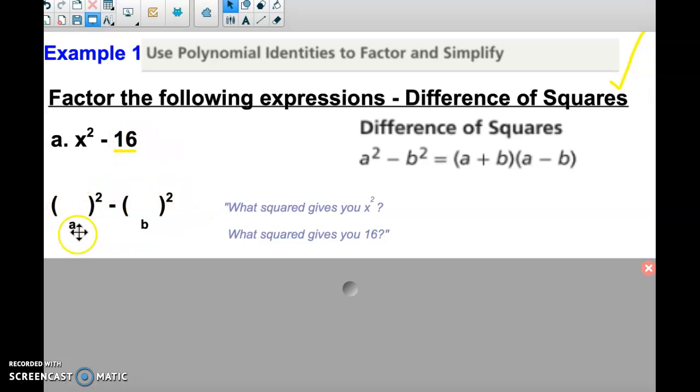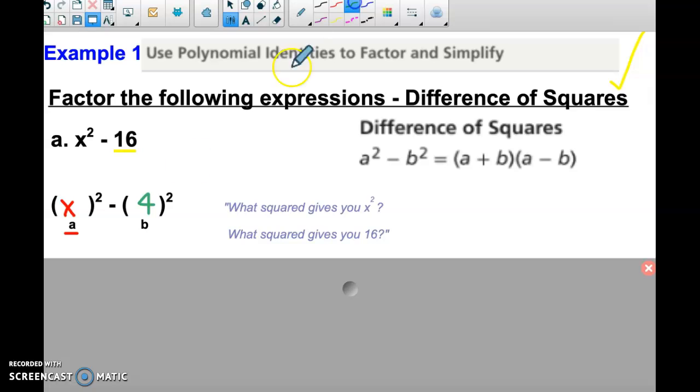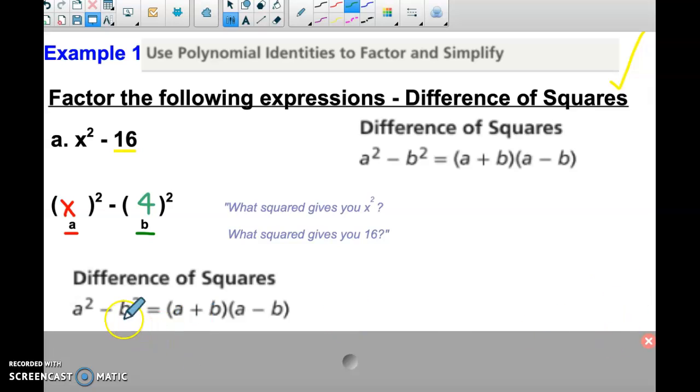And this is the form that I want you guys to set this up in, so always write this down. And this is what I'm asking myself in my head. So let's do this guy. What squared gives me x squared? Well, that's kind of easy, right? X squared is x squared. What squared gives me 16? 4, right? 4 squared gives me 16. So that is going to tell me what my A and what my B is. I'll make this red. Let's make this blue, green. And B is 4.